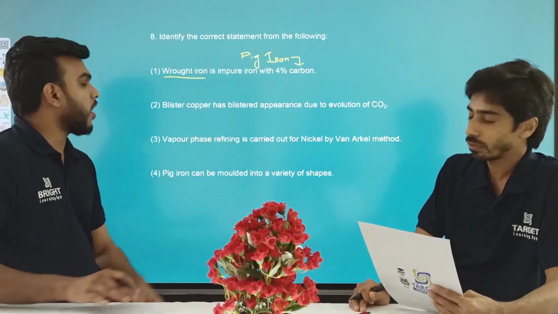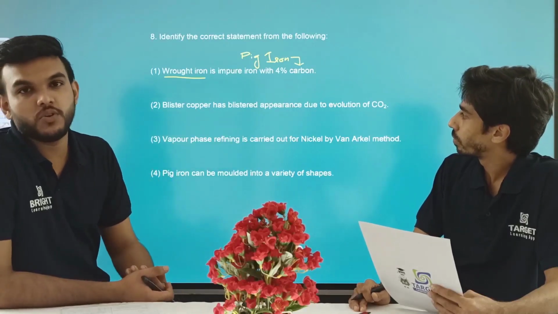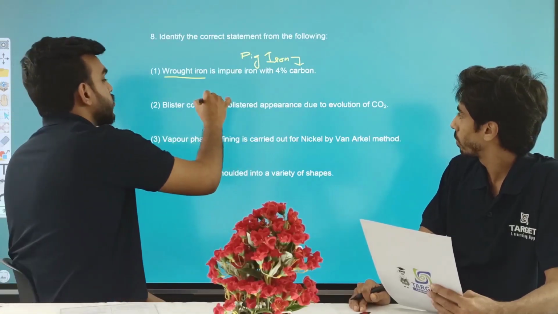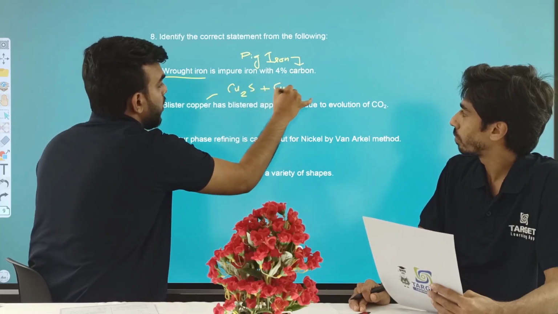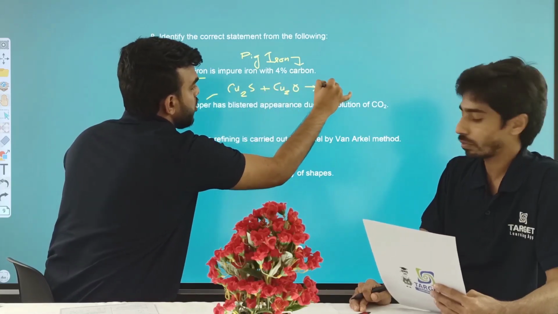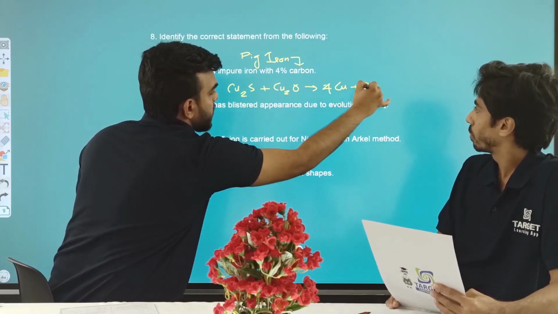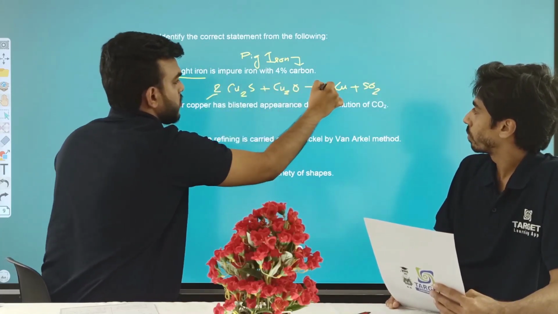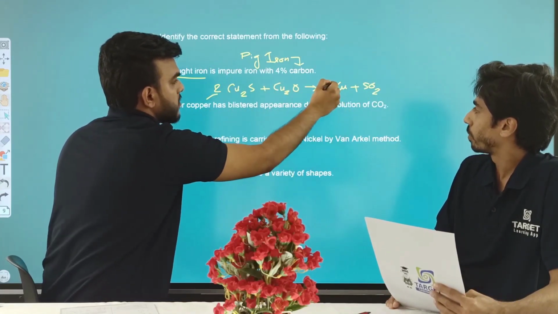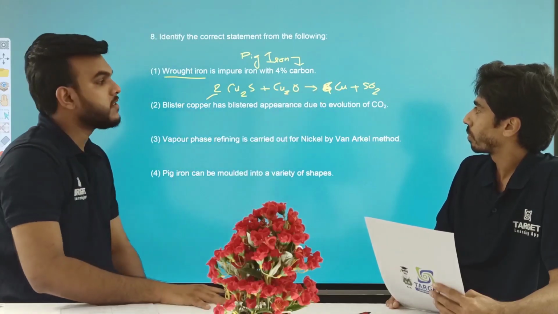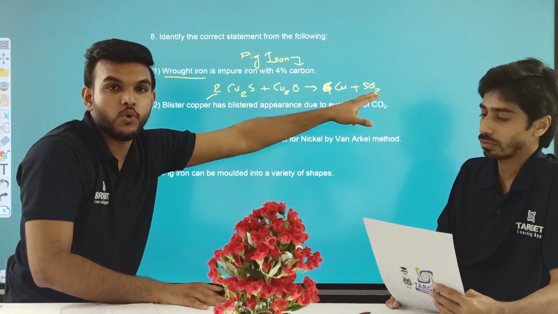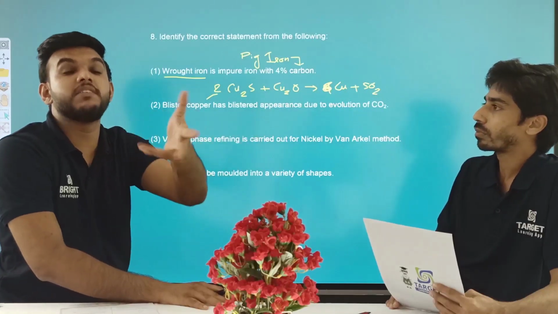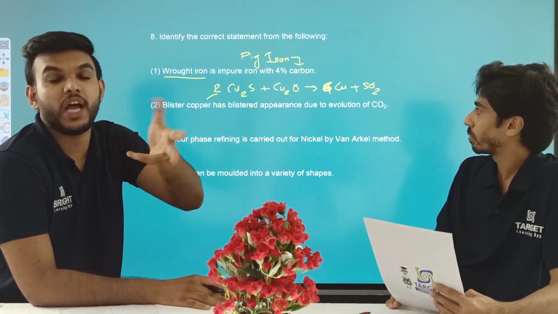And the blistered copper, why can we say that it is blistered copper? Actually, in the case of blistered copper, we have the equation Cu2S plus Cu2O will give Cu plus SO2. Sorry, this will be 6Cu plus SO2, for balancing. Due to the presence of this SO2, this copper has a blister appearance. Blister means a shining appearance.